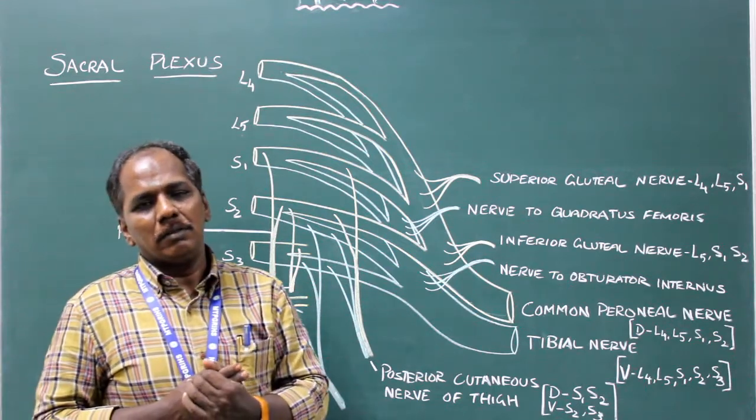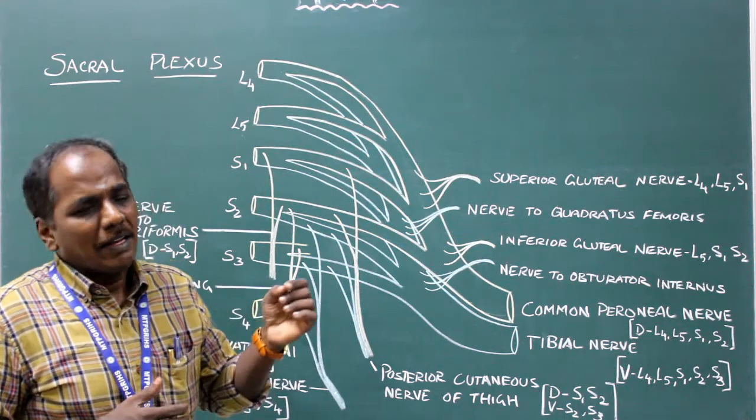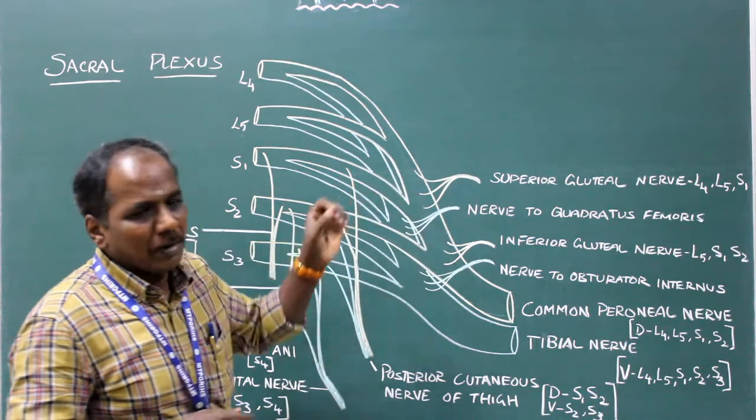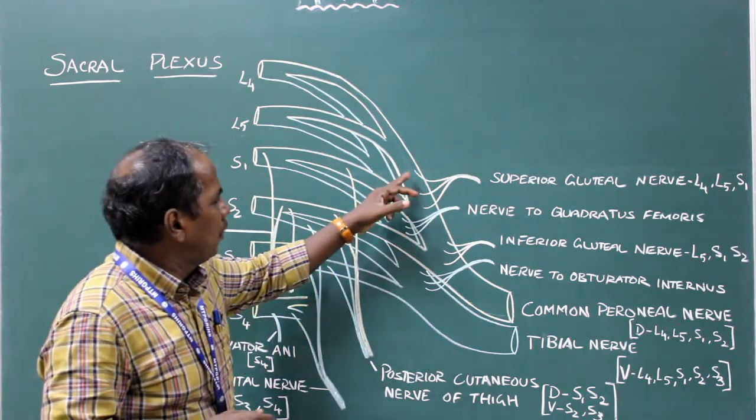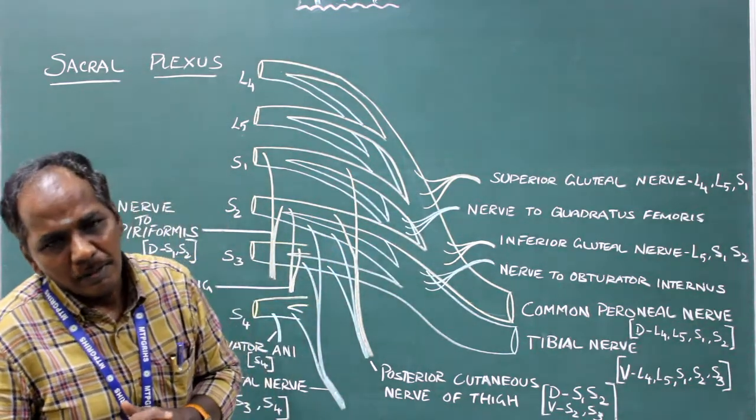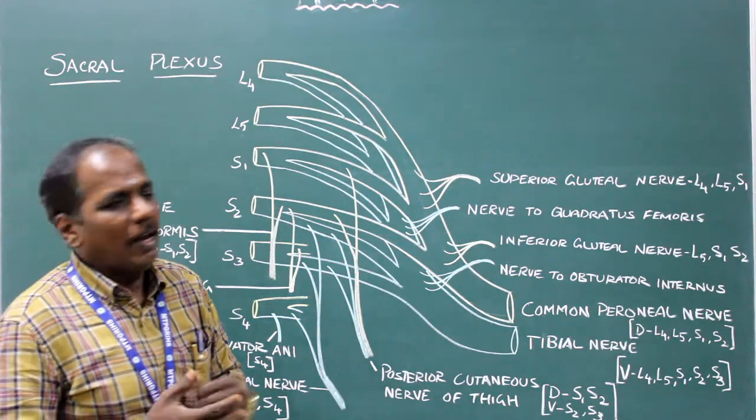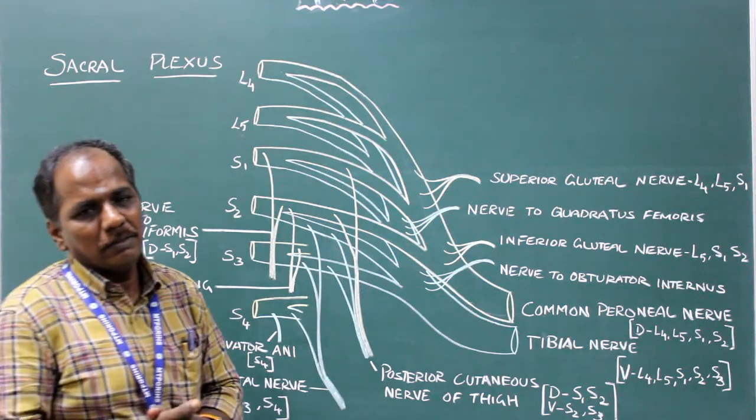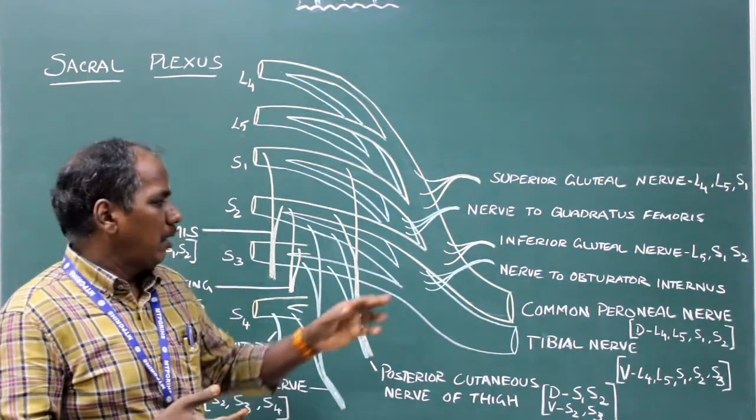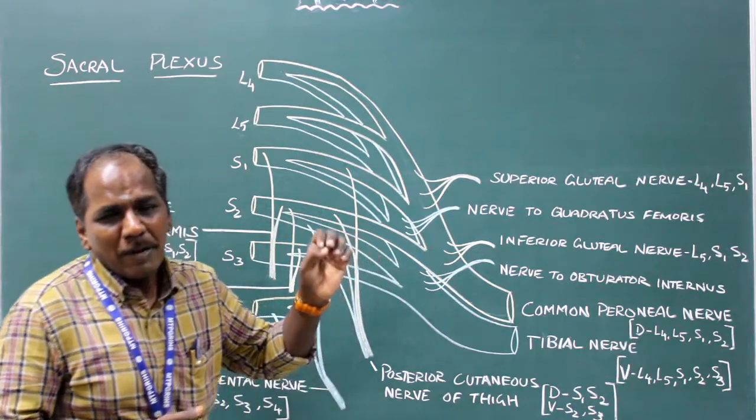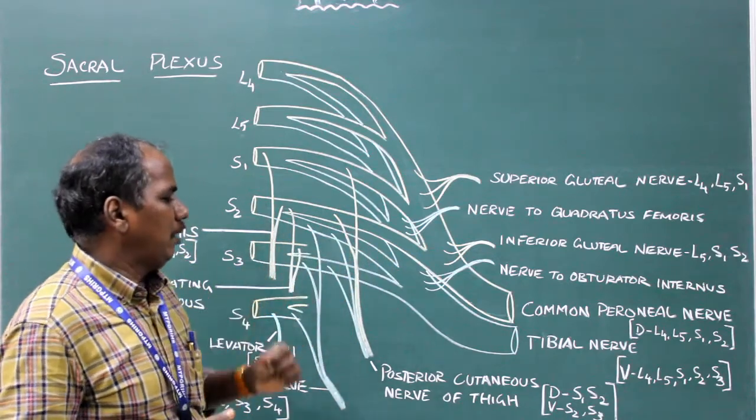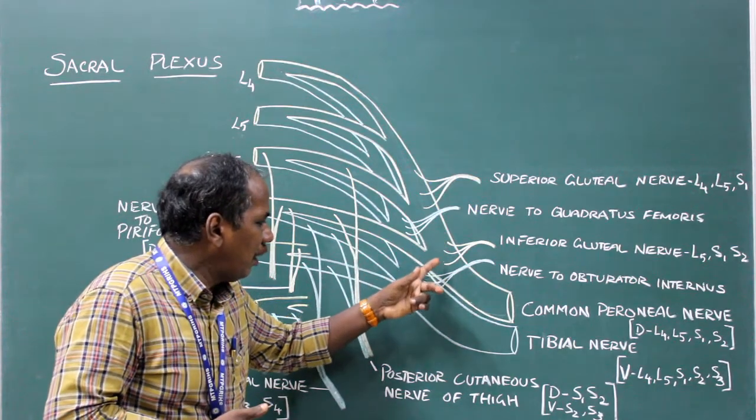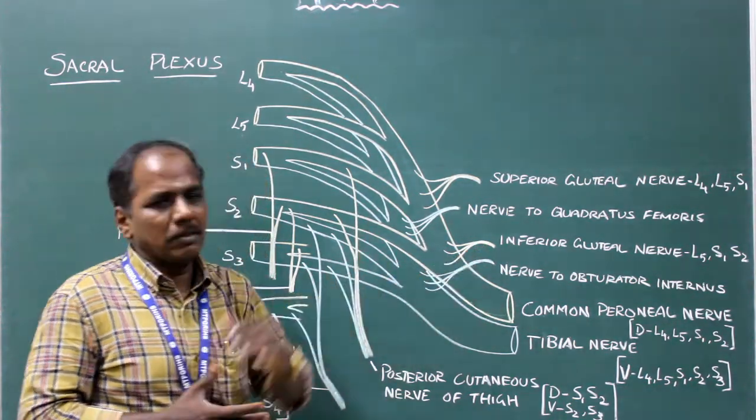Superior gluteal nerve. It arises from branches arising from the dorsal division of L4, L5 and S1 spinal nerves. Inferior gluteal nerve. It is formed by branches arising from the dorsal division of L5, S1 and S2 spinal nerves.